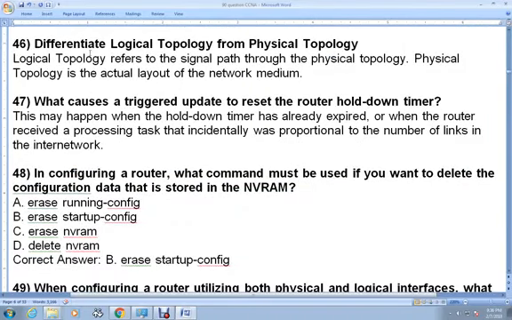Next question, 46th question, differentiate logical and physical topology. Logical topology refers to the signal path through the physical topology, and physical topology is the actual layout of the network medium. You can say that logical topology is just an assumption of how traffic will go through the network or physical topology.